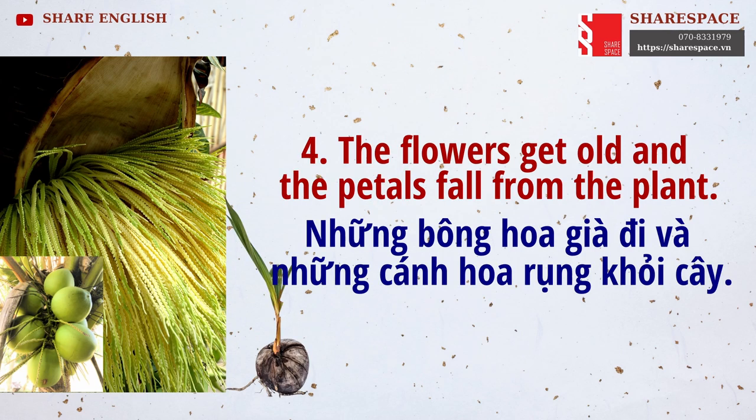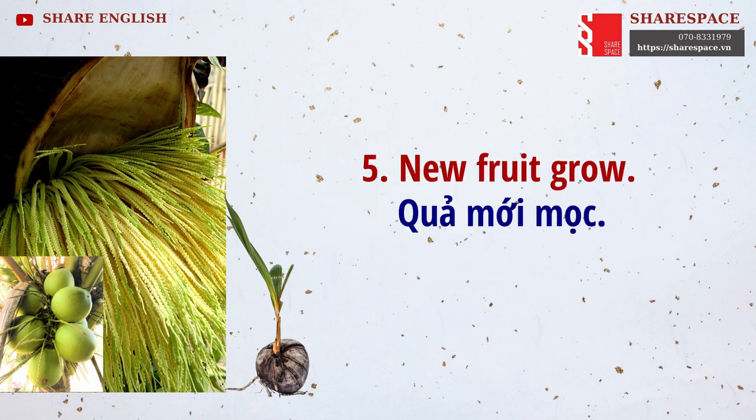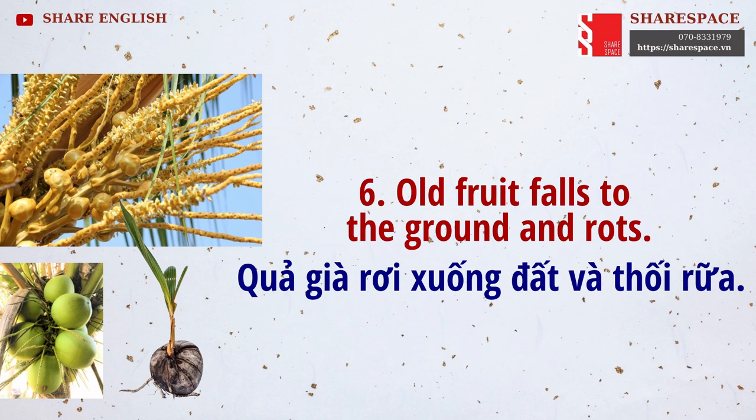4. The flowers get old and the petals fall from the plant. 5. New fruit grows. 6. Old fruit falls to the ground and rots.